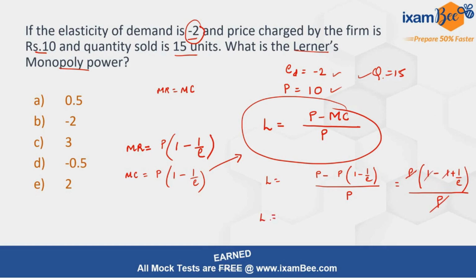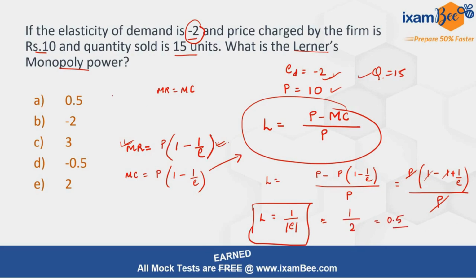Ultimately, the Lerner's index of monopoly power is the reciprocal of the elasticity of demand. Now also remember that we had already incorporated the negative sign of elasticity of demand when we derived this relationship between the marginal revenue, price and elasticity of demand. So here you have to ignore the negative sign of elasticity of demand in order to calculate the Lerner's index for monopoly power. So by plugging in the value for elasticity of demand, we know that the Lerner's index for monopoly power would be 1 divided by 2, which is 0.5.